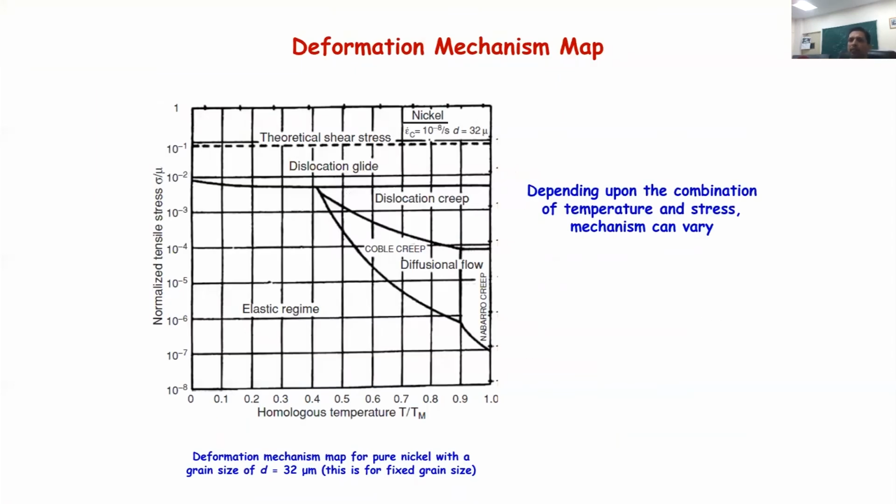And this is a map for a real material, in particular nickel, where the grain size is 32 micron. So the grain size has been kept constant, and this is the elastic regime, meaning no deformation will take place. Here Coble creep will take place. Here Nabarro-Herring creep will take place. This is dislocation creep, and this is dislocation glide creep. This is the theoretical strength.